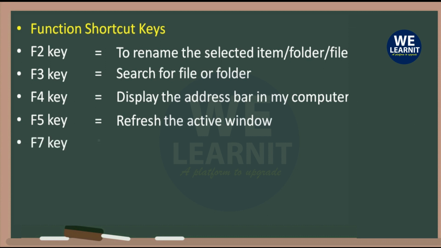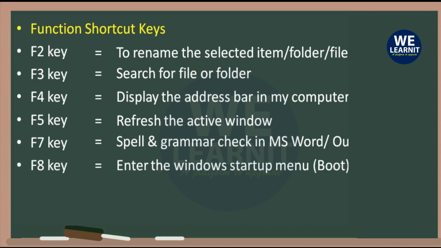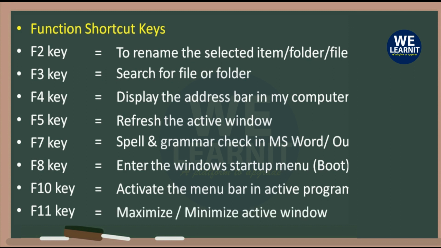F7 key to check the spelling and grammar in MS Word or even in Outlook. F8 key to enter the Windows startup menu. I mean, F8 we can use to get into our safe mode section, or if you want to do something at the beginning while booting our computer, then we can use the F8 key. F10 key to activate the menu bar in our active program. F11 key we can use to maximize and minimize the active window.